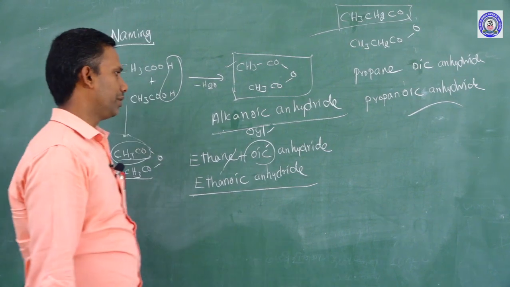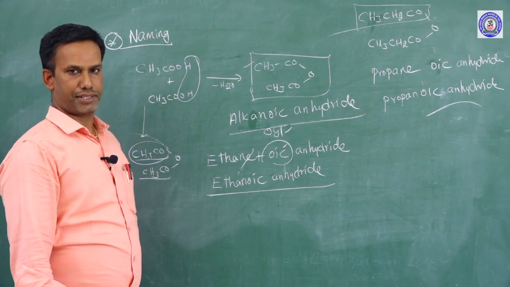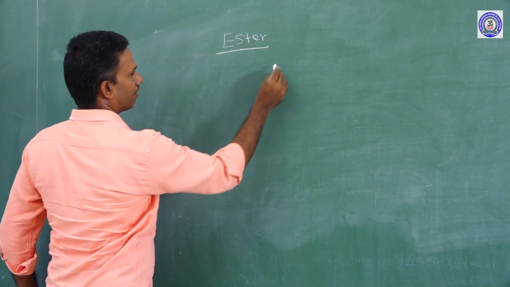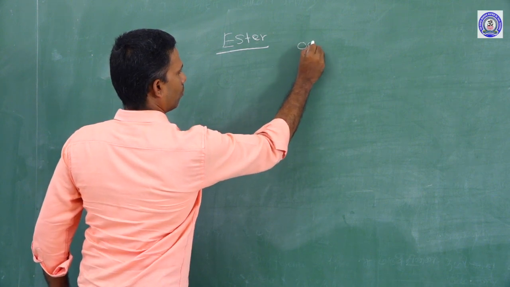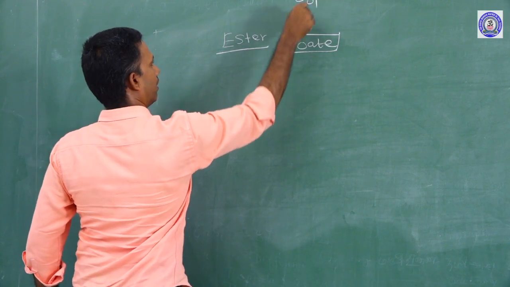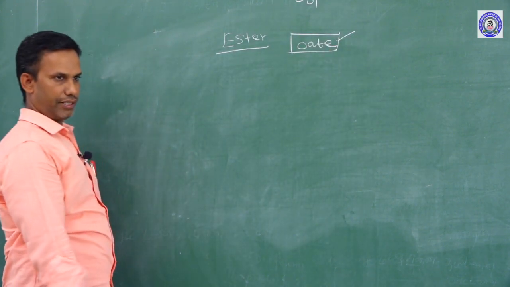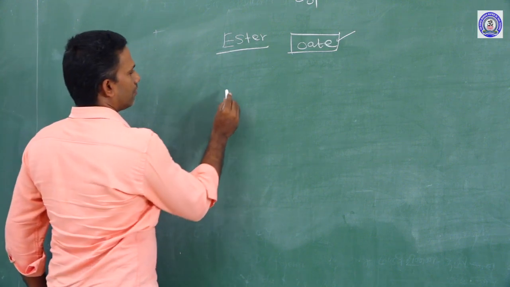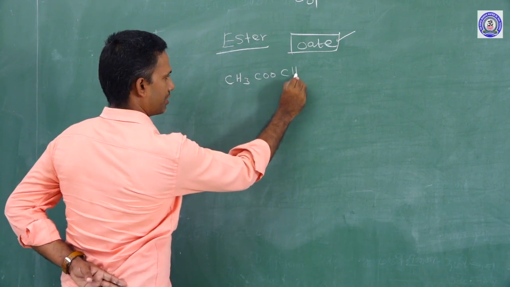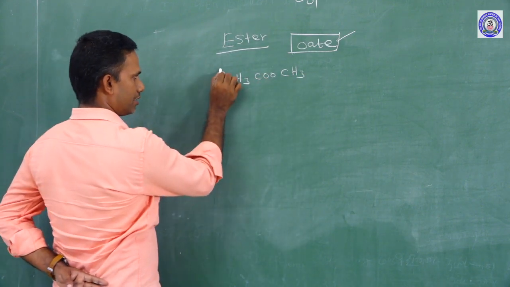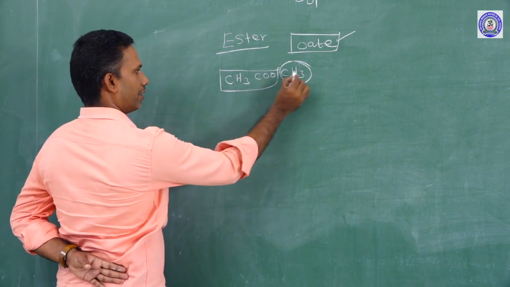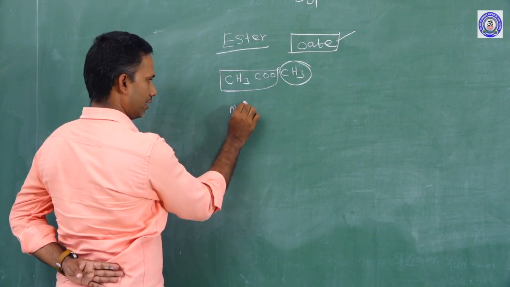anhydride. So this is the way to name the anhydrides. Now to name the ester, the special term oate should be added, just as oyl is added for chloride. For example, CH3COOCH3, methyl acetate. This is the acid part, and this is the alkyl part. So the alkyl part is methyl.